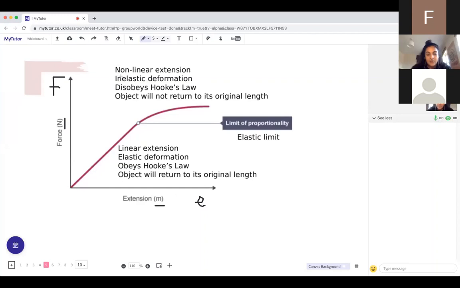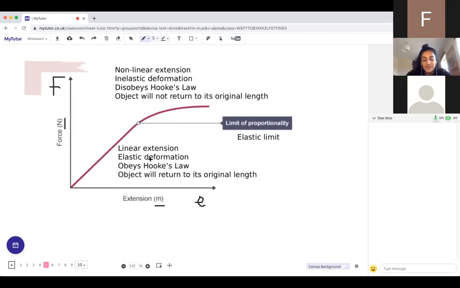We're going to plot a force extension graph to investigate Hooke's law, and we can plot this graph for any material that we're investigating. This graph could be an example of an elastic band or a spring, for example. Now, this force extension graph has been plotted with two different sections. You can see that there's a straight line section and then a curved section.